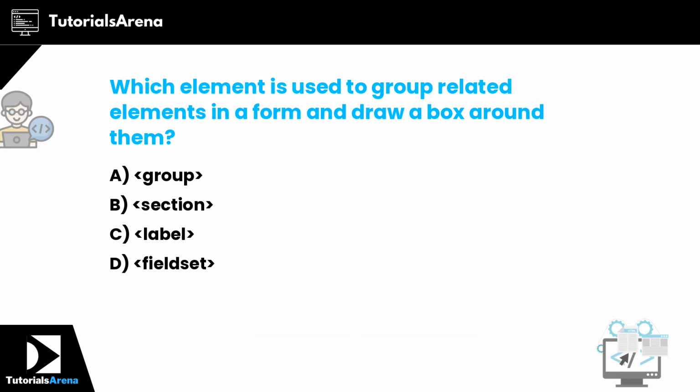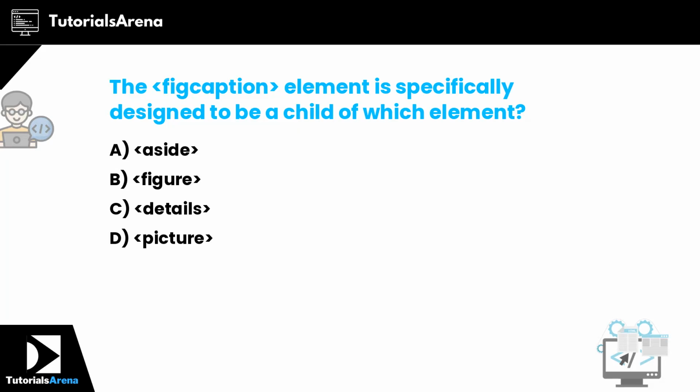Which element is used to group related elements in a form and draw a box around them? The correct answer is option D, fieldset. The figcaption element is specifically designed to be a child of which element? The correct answer is option B, figure.